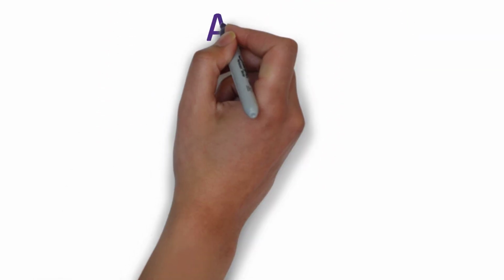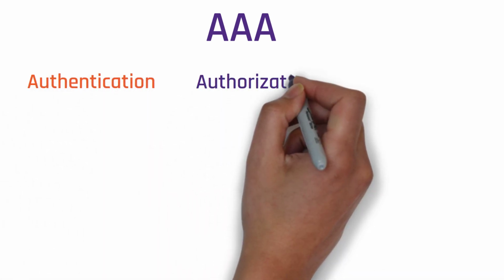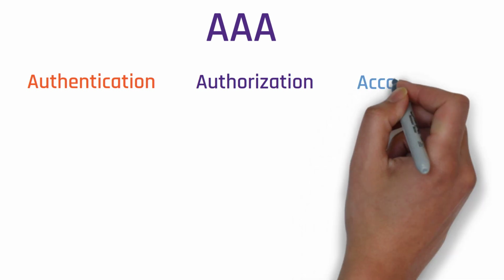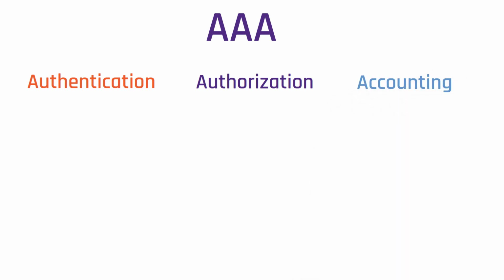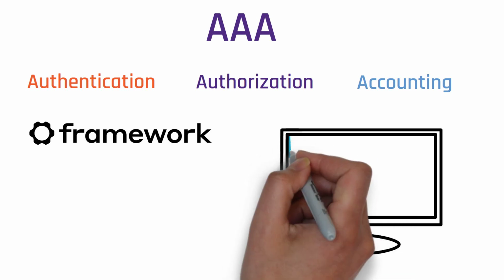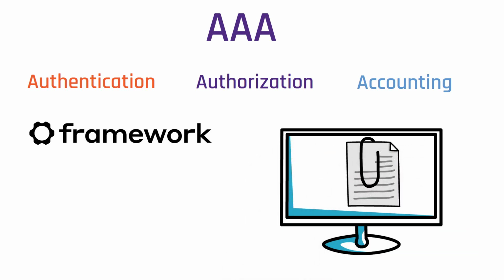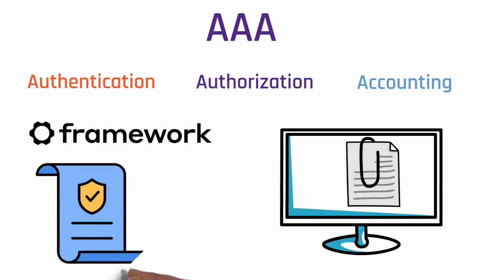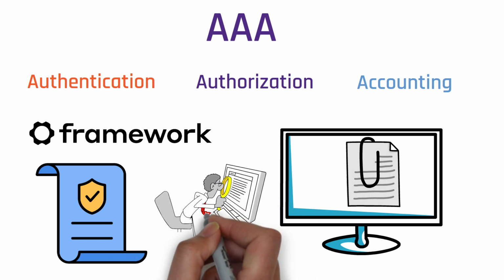In this video, we will talk about the AAA model. AAA stands for authentication, authorization, and accounting. AAA is a framework for controlling access to computer resources, enforcing policies, and auditing the usage.